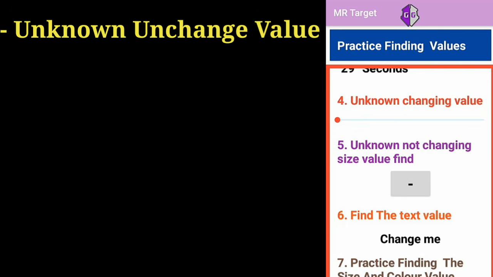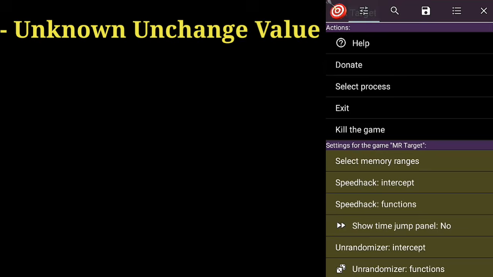It is the most important part of this video. From this process, you can literally find any type of value. We are going to find the value of the box in this tutorial. You can do this with any type of value and find any kind of value with this. So let's go to the Game Guardian and select memory ranges.